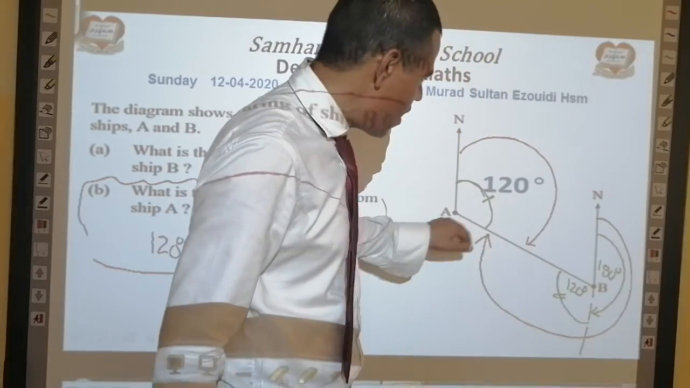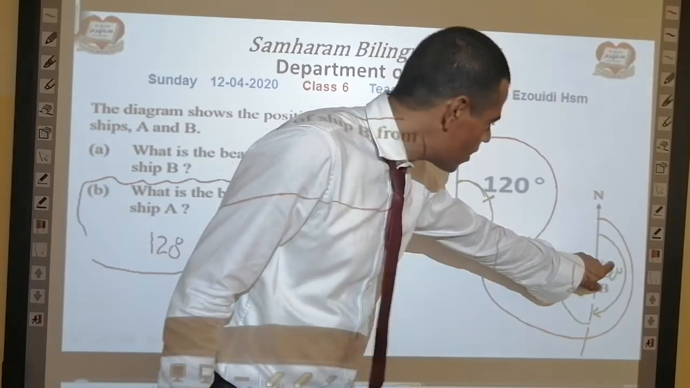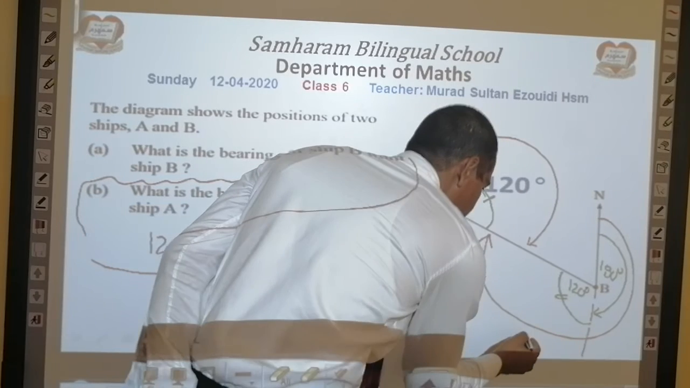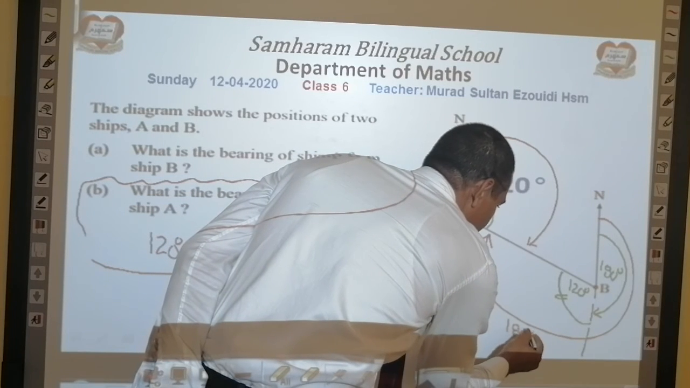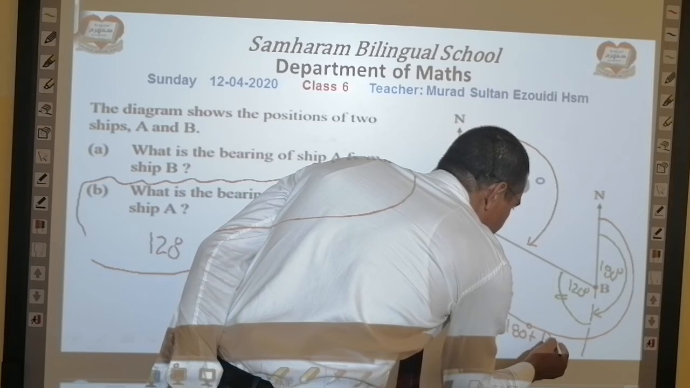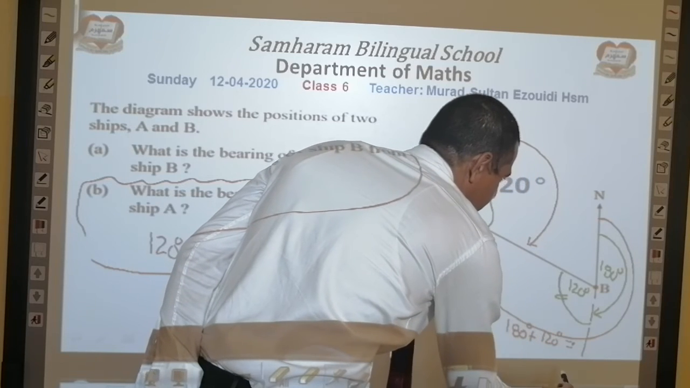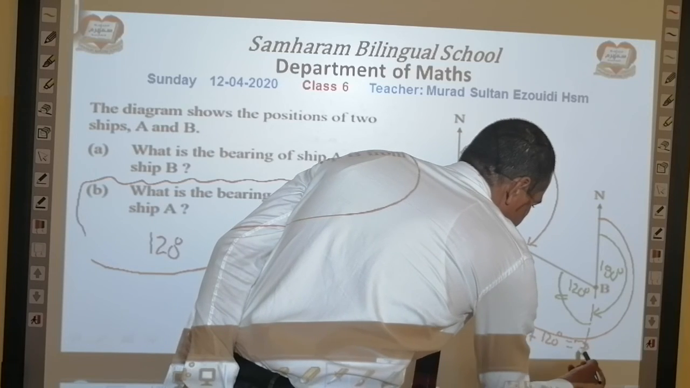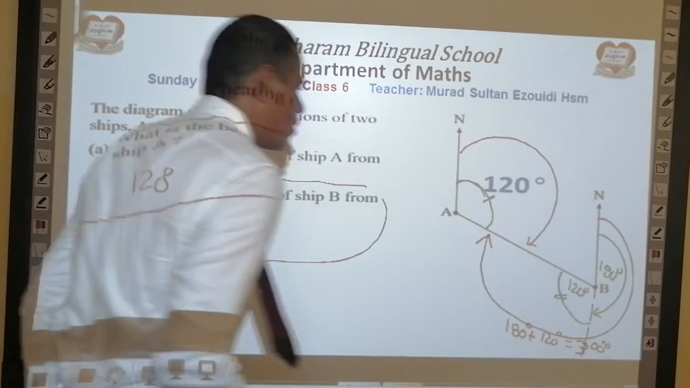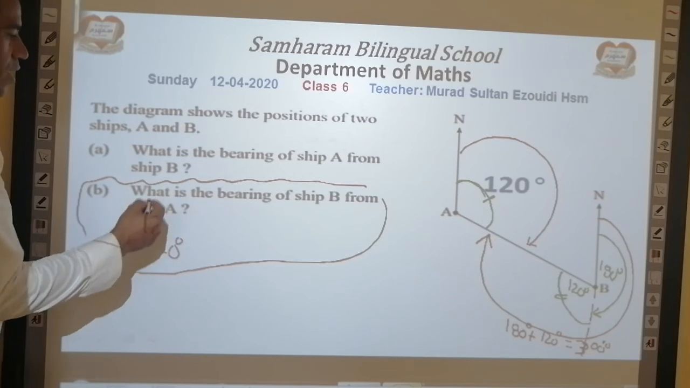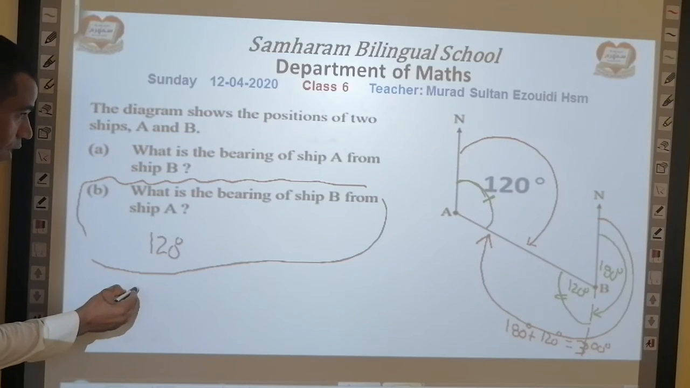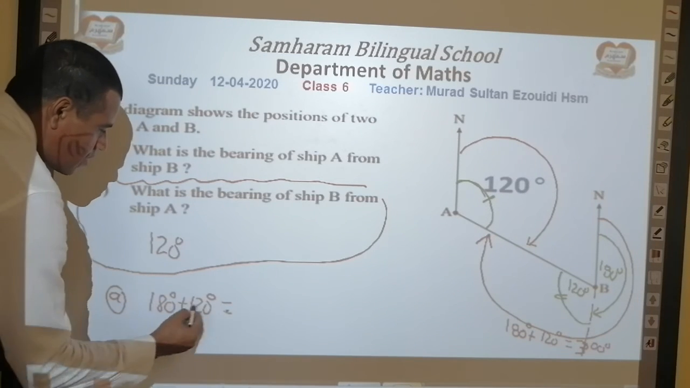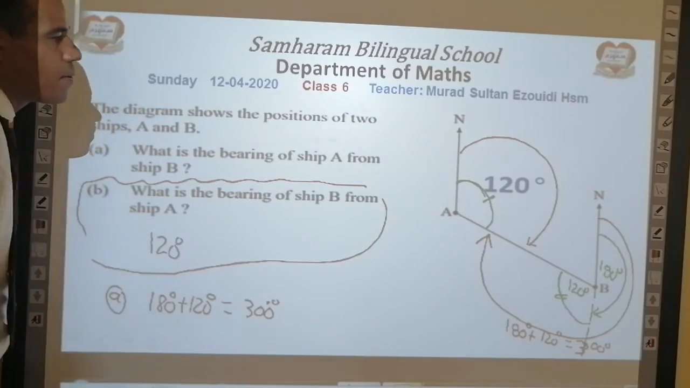So, the bearing of A from B is 180 plus 120. So, the bearing is 180 plus 120 degree, which gives 300 degree. So, shall I write here? Small a, we have 180 degree plus 120 degree gives us 300 degree. Okay? This is a method.